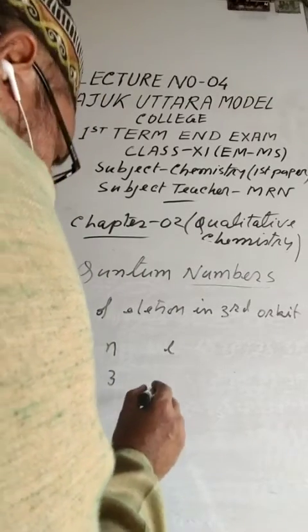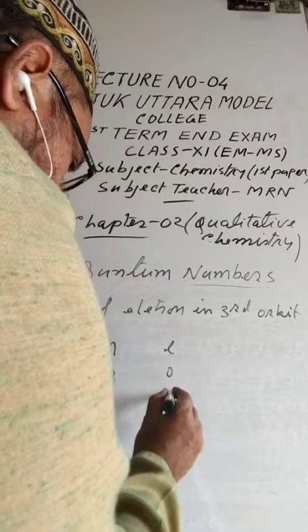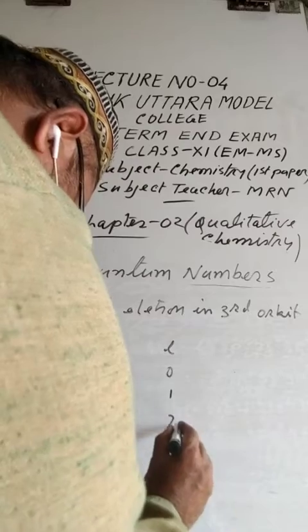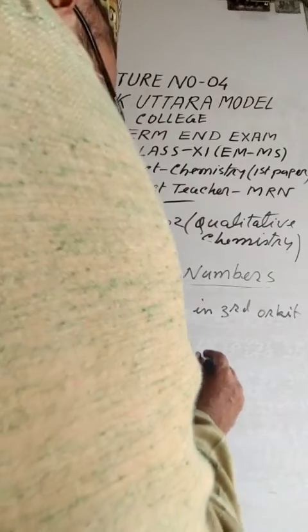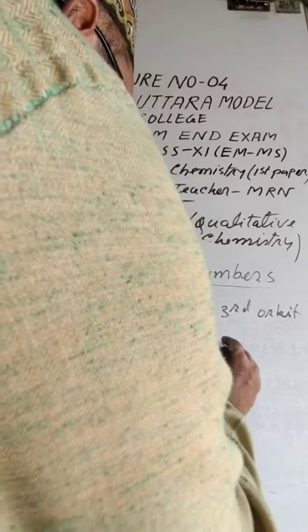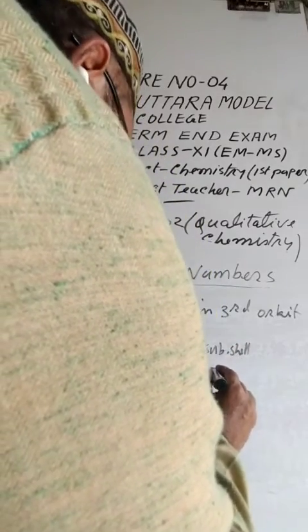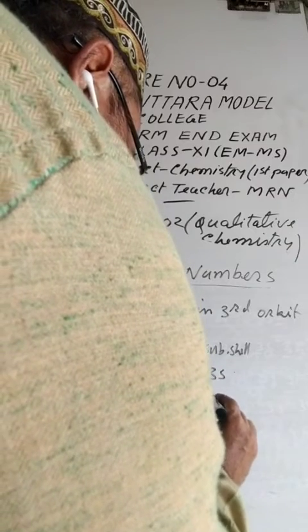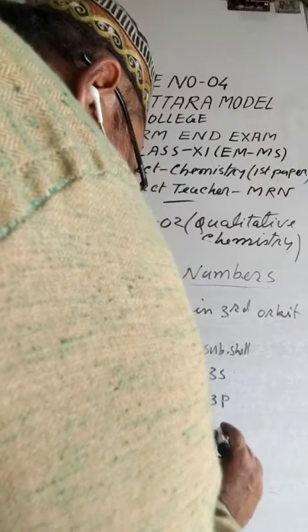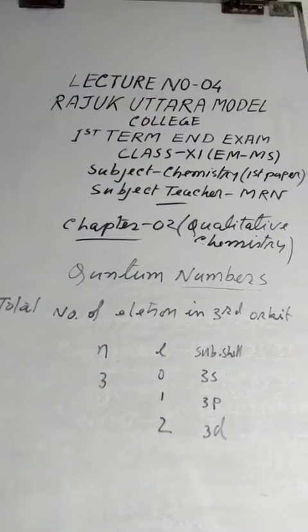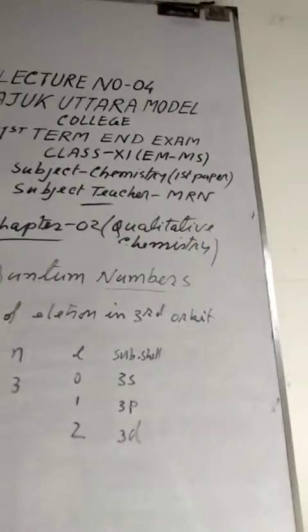Subsidiary quantum number L will be 0, 1, and 2, represented by the subshells 3s, 3p, 3d.